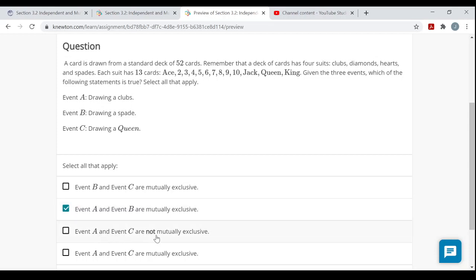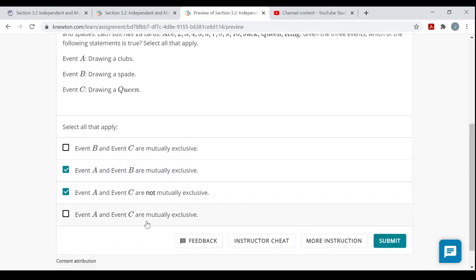A and C are not mutually exclusive? Yeah, that's correct, because if you look at A and C, the queen of clubs would be in both A and C. So A and C share a common outcome, the queen of clubs. So they are not mutually exclusive. A and C is correct, and that means the statement that they are mutually exclusive is not true. I'm not going to click on that one.